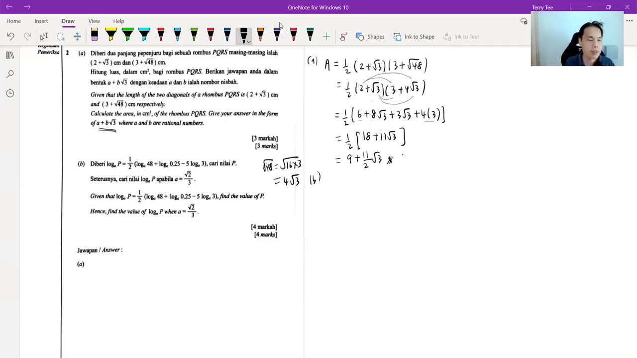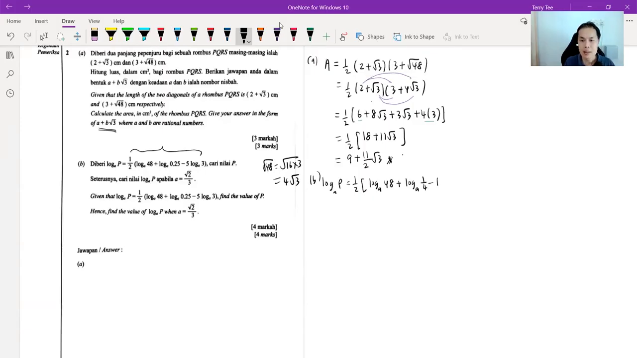Let's do part B. It is given that the logarithm of base A of P equals this whole thing. Find the value of P, and hence find the value of log base A of P when A is surd 2 over 3. What I'll do first is copy my log base A of P, but on the right hand side, you can see I have a half here, so keep the half. I keep my log base A of 48, and log base A of 0.25. 0.25 is basically 1 over 4. It's up to you, maybe we can just write 1 over 4, or you can write 0.25. Doesn't matter.